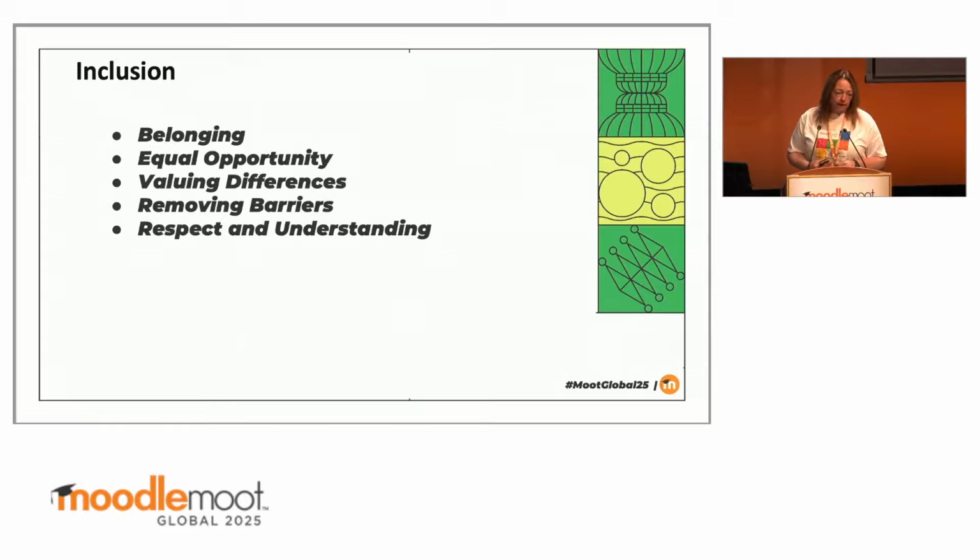When we're inclusive, we value differences, and I think this is a really important one. There are lots of differences in our day-to-day life, but when we're valuing those, instead of viewing them as weaknesses, when we're inclusive, we recognize that differences are actually strengths.